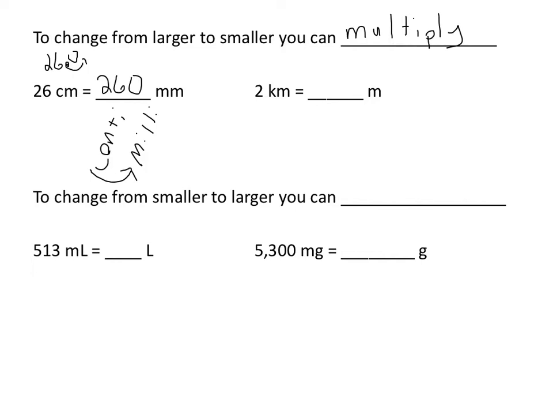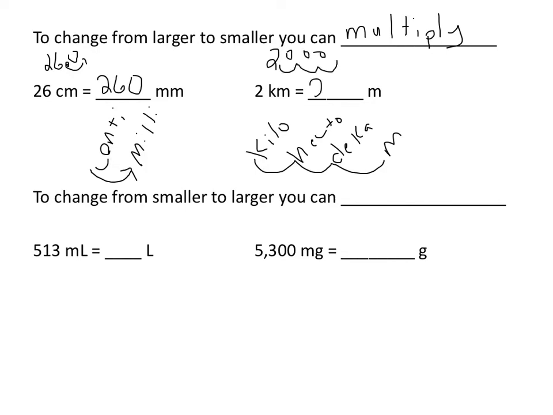Alright, so I want you to go ahead and pause the video and see if you can figure out the next 3 on your own. Okay, so kilometers to meters. Remember we had kilo, and the hard thing is I can't show you on the table. And then we had hecto, deca, and then we had meters. So we're starting with kilometers. 1, 2, 3 to the right. So here's 2. We go 1, 2, 3. We add in our zeros. So this becomes 2,000 meters.